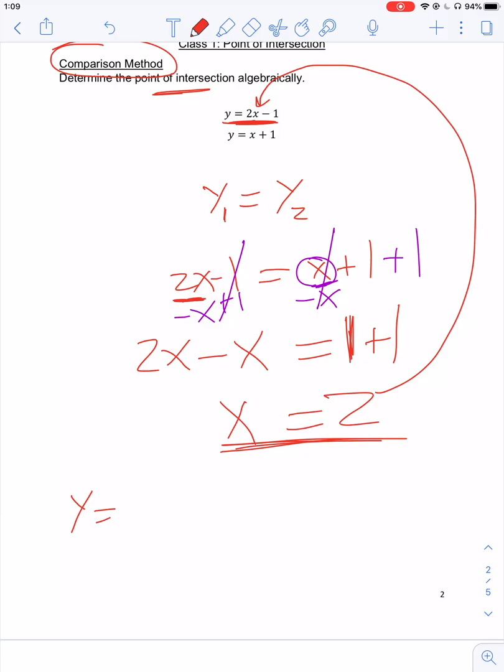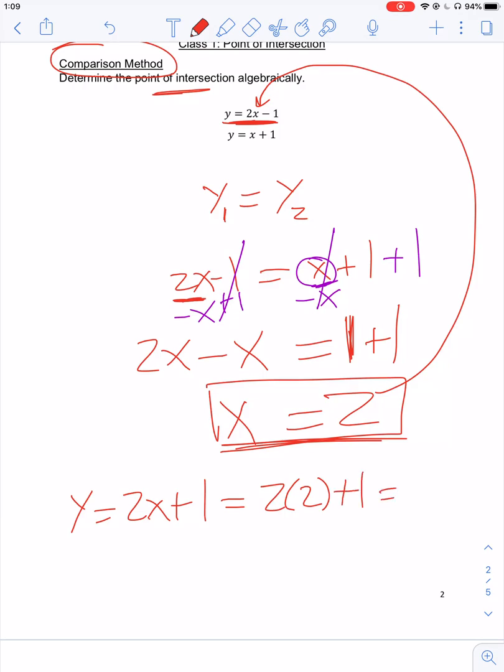So y will equal 2 instead of x. I'm gonna replace x by 2. In my first equation, let me just write this down. My first equation is 2x minus 1. Now I'm gonna replace this x over here by 2. So it's gonna give me 2 times 2 minus 1. Sorry, this should be minus, so let me change this to a minus. So 2 times 2 minus 1. So 4 minus 1 is 3.